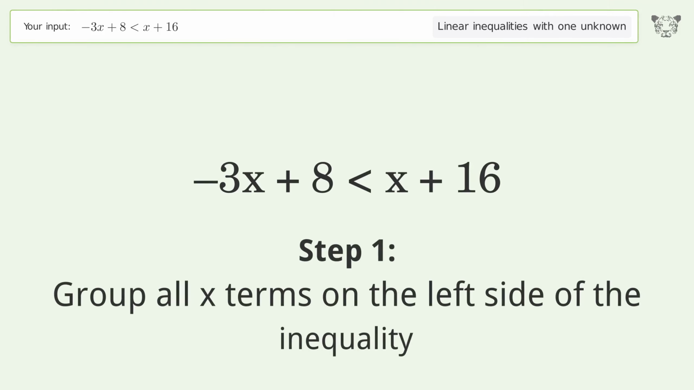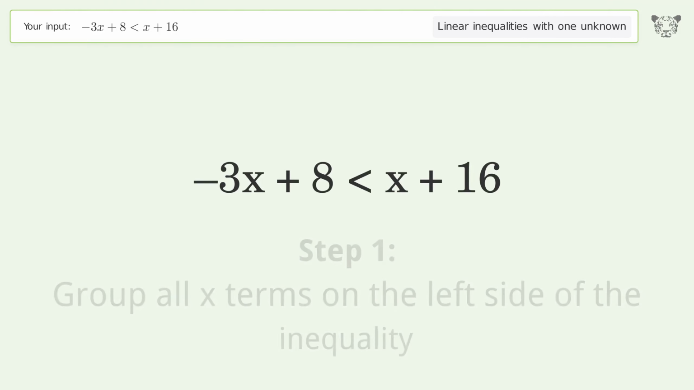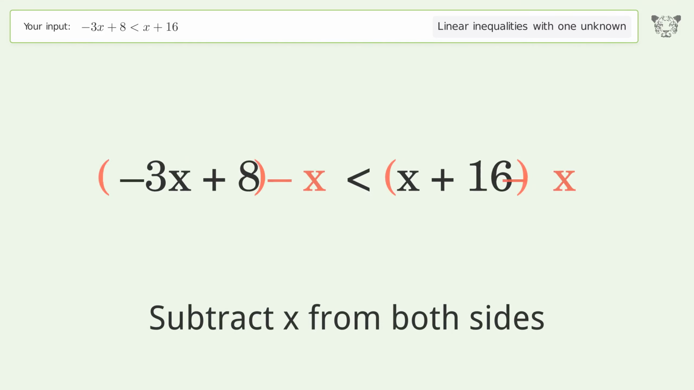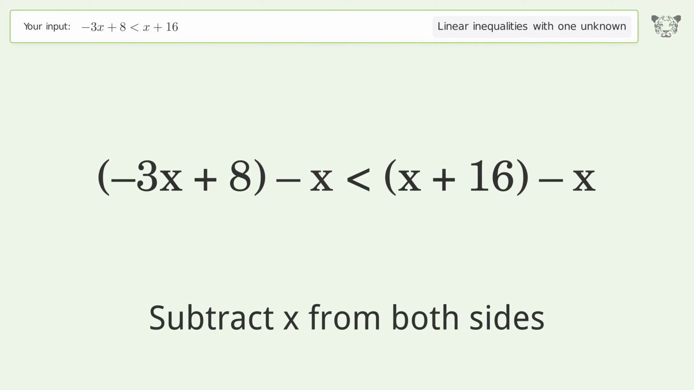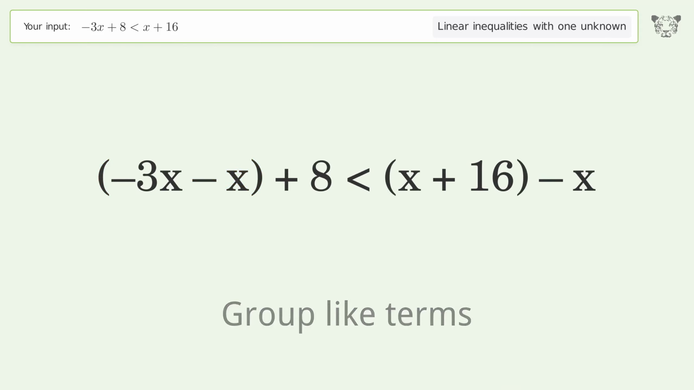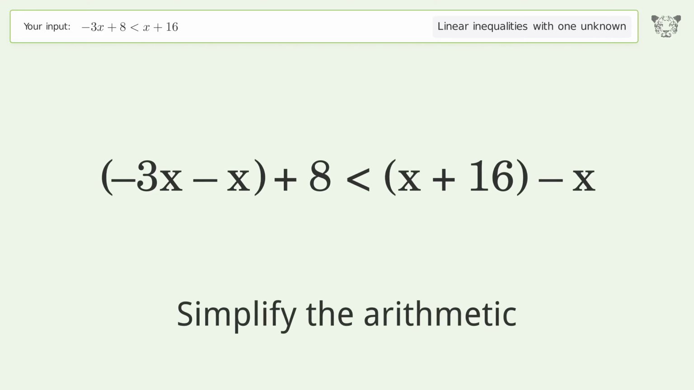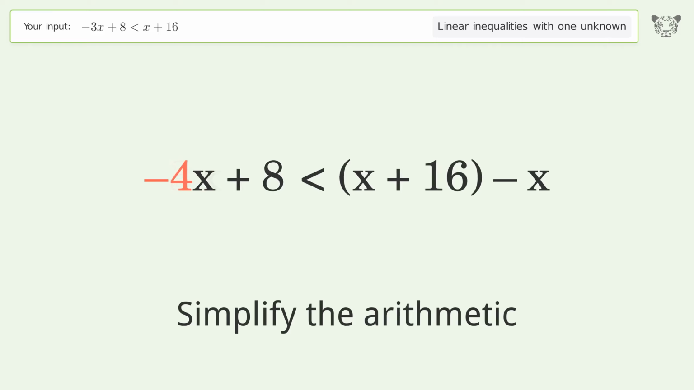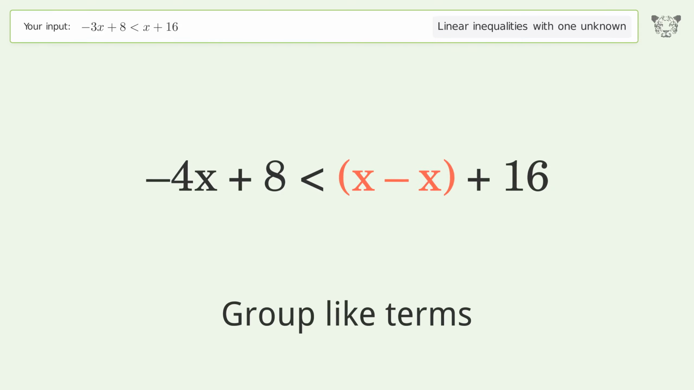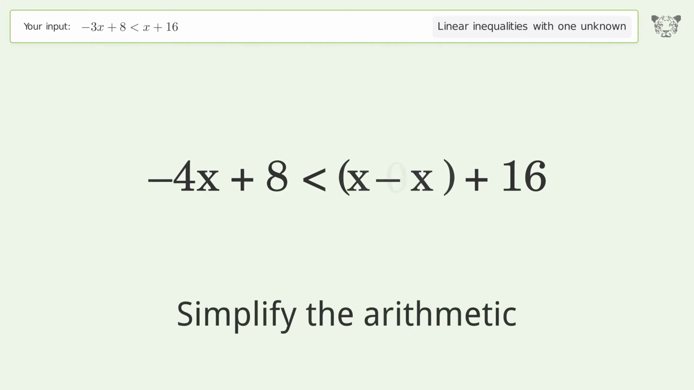Group all x terms on the left side of the inequality. Subtract x from both sides. Group like terms. Simplify the arithmetic. Group like terms. Simplify the arithmetic.